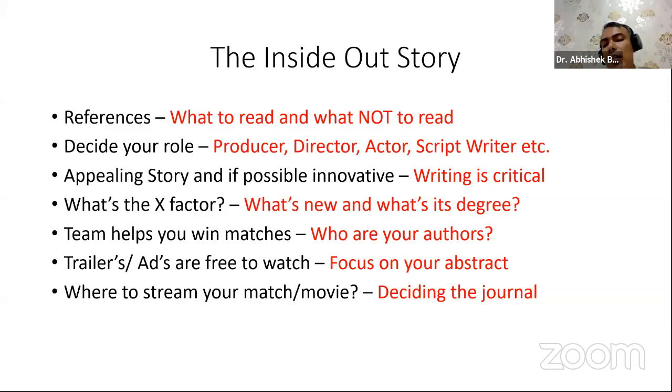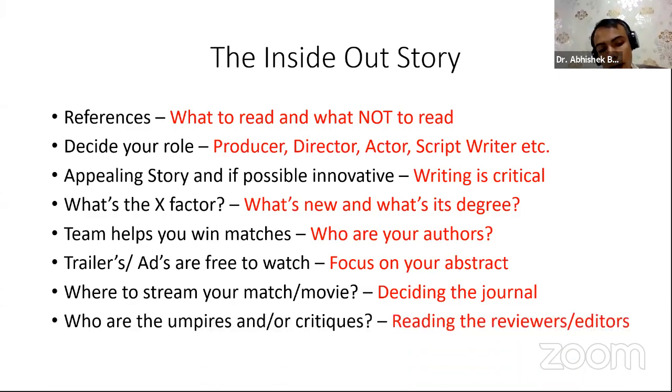And second thing, as I was mentioning, you have to also look for your area of research. That means if you are publishing in the area of technology, then try to publish a paper in a technology-related journal. Again, a lot of it should also come from the references from where you have picked your research. That's very, very important. I'll come to the last point, which is also very important. I will spend, in fact, 5 to 7 minutes on this, which is who are your umpires and critics, and reading the reviewers or the editors.